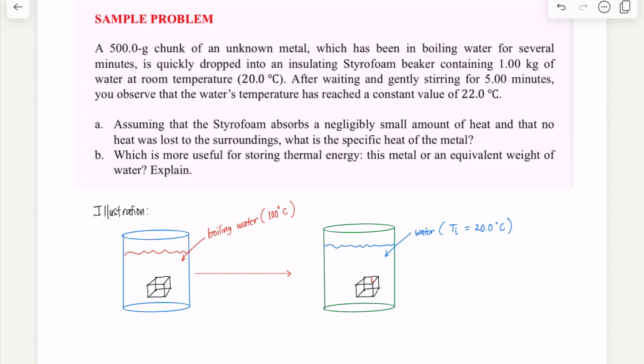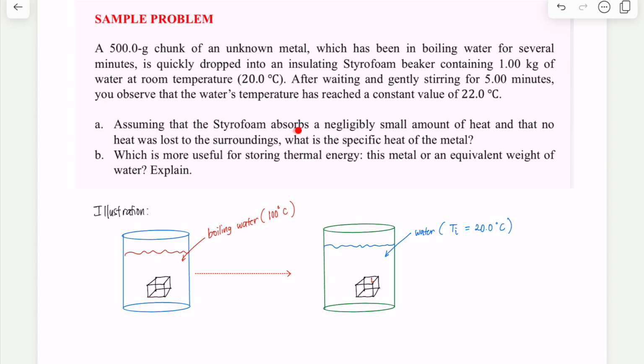This is the solution to the sample problem in the lecture. We have a 500 kilogram chunk of an unknown metal which has been boiling in water for several minutes. It is quickly dropped into an insulating styrofoam beaker containing 1 kilogram of water at room temperature, which is set at 20 degrees Celsius. After waiting and gently stirring for 5 minutes, you observe that the water's temperature has reached a constant value of 22 degrees Celsius.